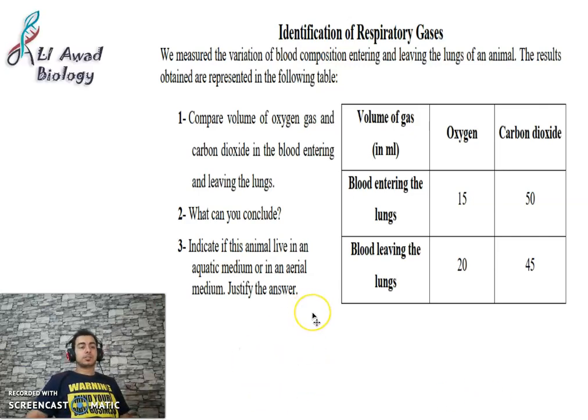Today we are going to solve some extra questions for your exam, for grade 7 exams. These questions are about respiration and photosynthesis. The title of the first question is Identification of respiratory gases.